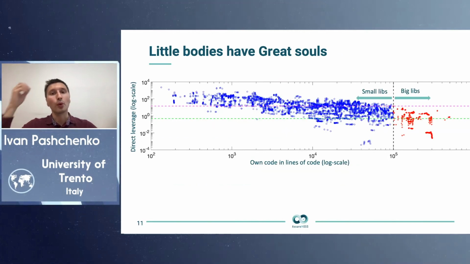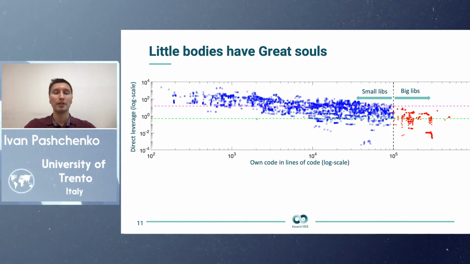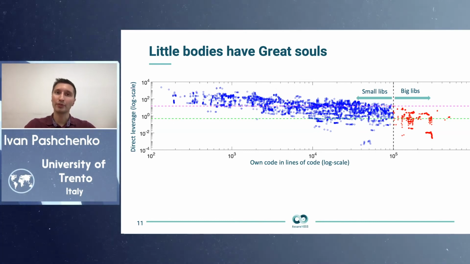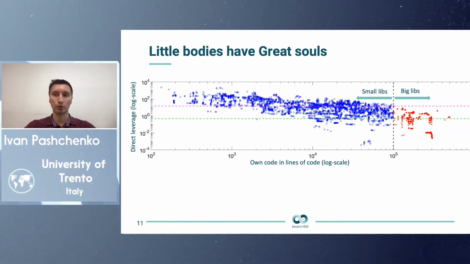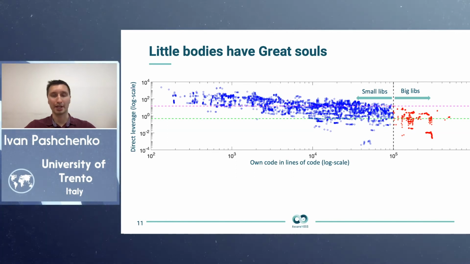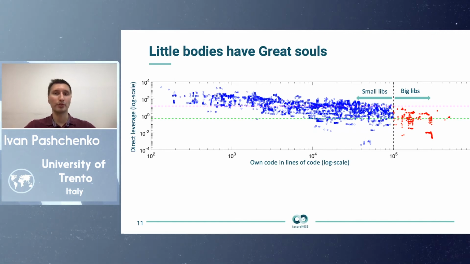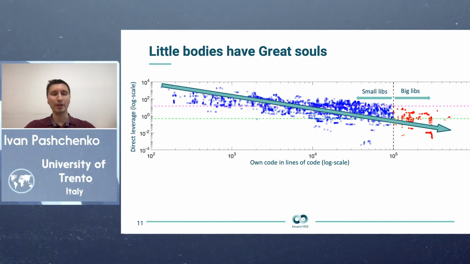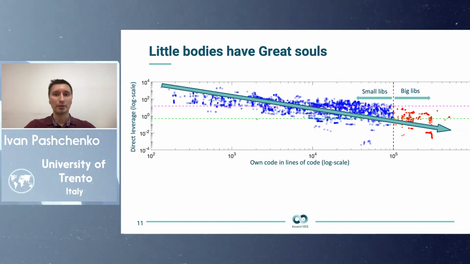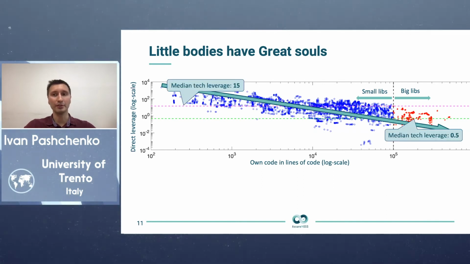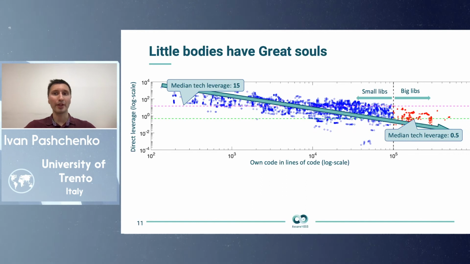Okay, so we have observed that small and big libraries are different in terms of risk of having security vulnerabilities. Now, let's see how different they are in terms of leverage. This slide shows the scatter plot with direct technical leverage on the y-axis and own code size of a library on the x-axis. Both axes have logarithmic scale. So we clearly see the relation between direct leverage and own code size. The bigger the library, the smaller the technical leverage. And the median technical leverage reduces from 15 for small medium libraries to 0.5 for big libraries. So the difference is more than 30 times.